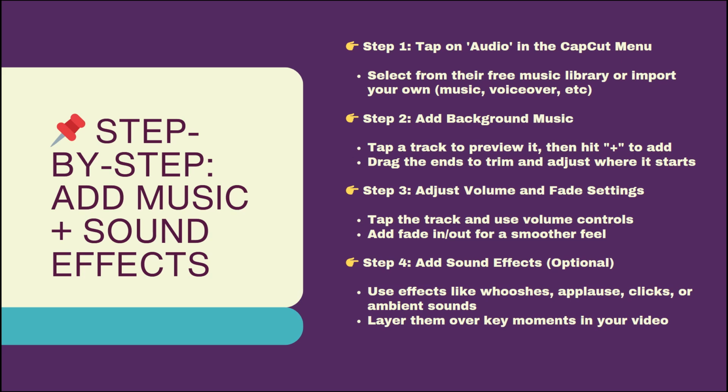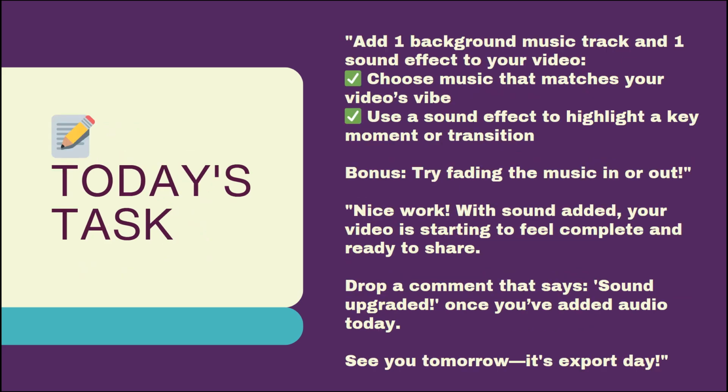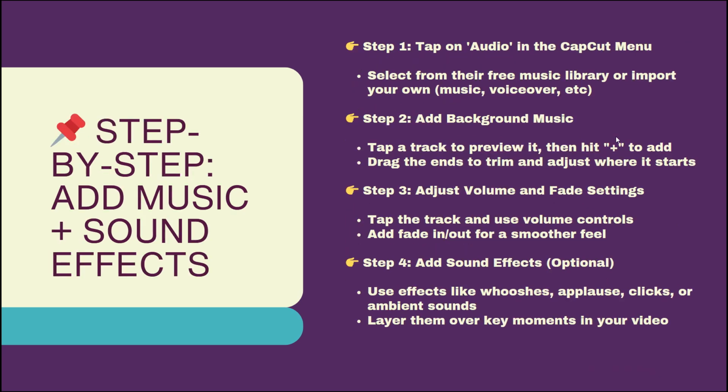We're going to adjust the volume and fade settings. So tap on the track and you can use the volume controls. Add fade in and out effects for a smoother feel. Use effects like whooshes, applause, clicks, or ambient sounds. You can layer them over key moments in your video. So let's head over to CapCut and play with some sound.